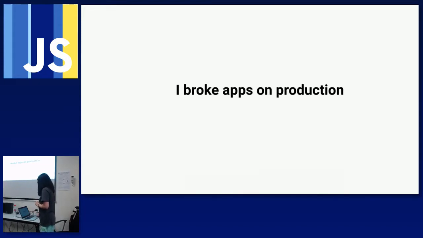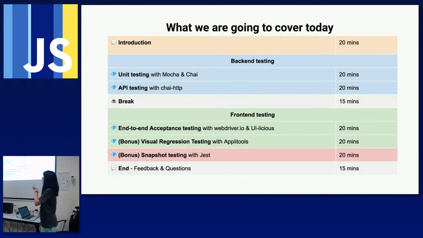So today, this is what we are going to cover. I have already mentioned it. We're going to cover unit testing with Mocha and Chai. All of it is JavaScript because it's JSCOM. I'm not going to be covering JUnit in Java, but unit testing with Mocha and Chai. We'll do API testing with Chai HTTP, and this also includes setting up and tearing down your server and your databases so that you get clean environments to run your tests reliably.